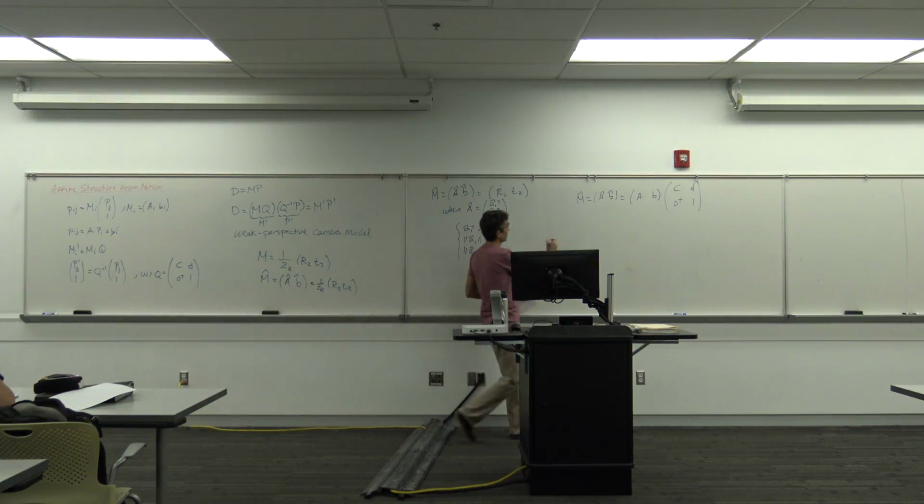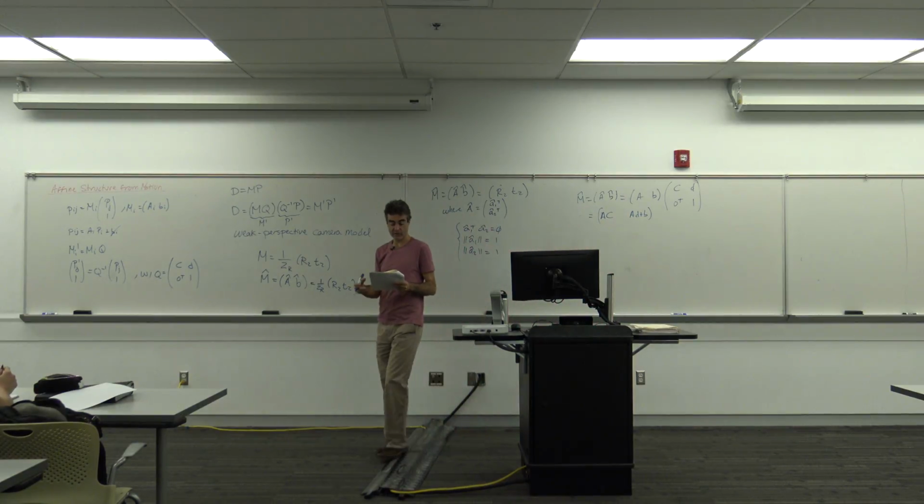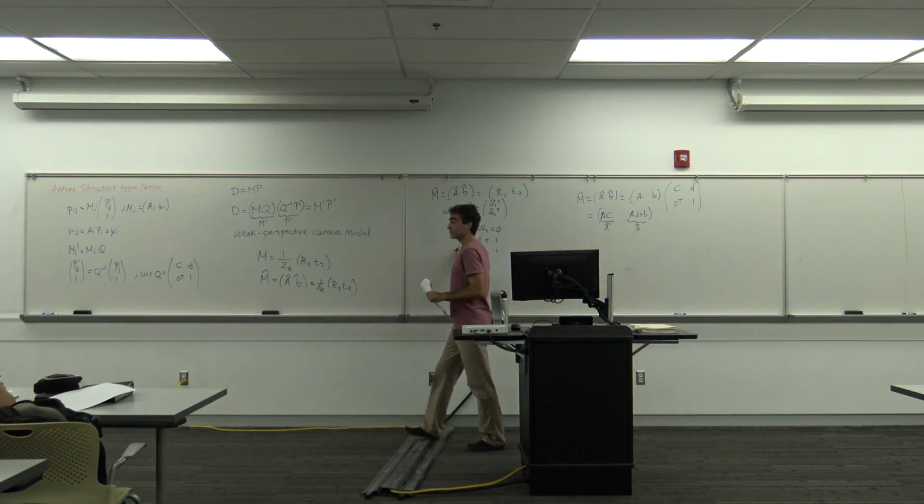So that means that this m hat is going to be equal to, let's see, A times C, and this one is AD plus B, right? Am I right? Okay. And what have we called this first component here? A hat, right? And this one? B hat, right? Yeah. And we have them here in this equation.